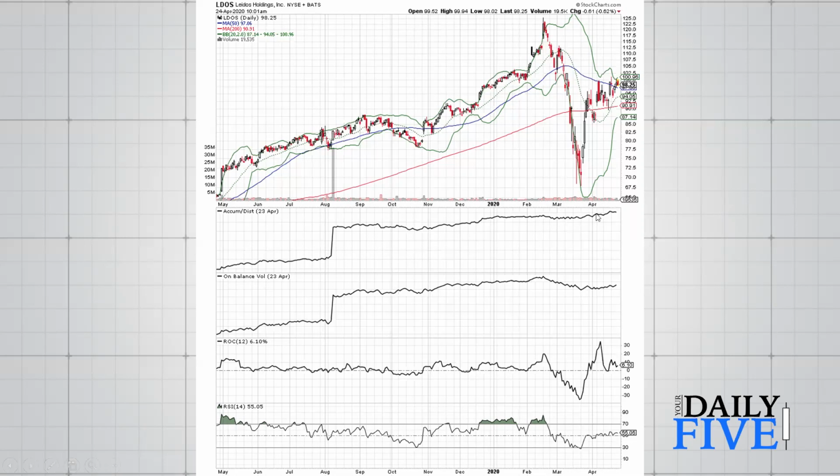Again, accumulation distribution fairly good, on balance volume turning up, above the 200-day moving average, above the 50-day moving average, which means it's in the complexity zone.